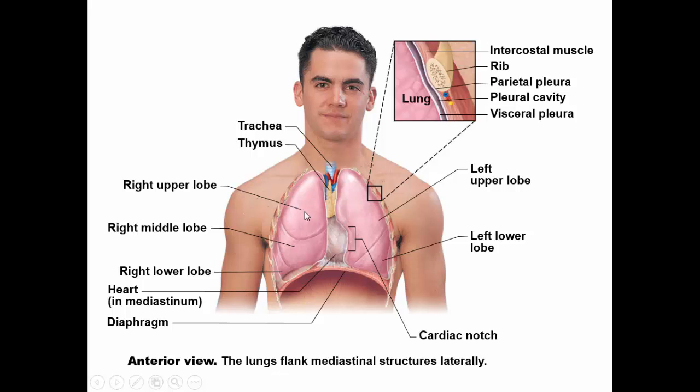Then looking at the lungs, the right upper lobe, the right middle lobe, the right lower lobe, the left upper lobe, and the left lower lobe. Here is the cardiac notch where the heart fits into the left lung. Here's your mediastinum, the trachea coming down. And this would be the costal surface of the lung pushed up against the rib cage.